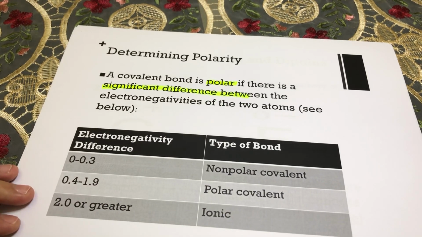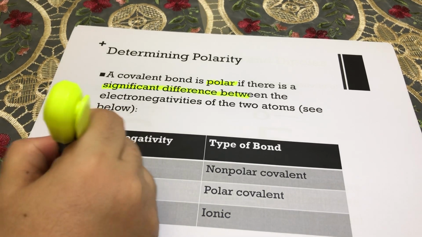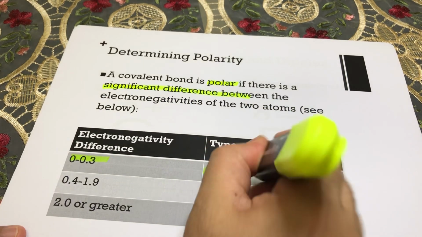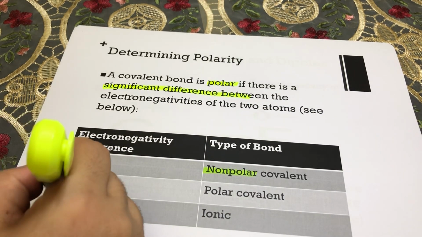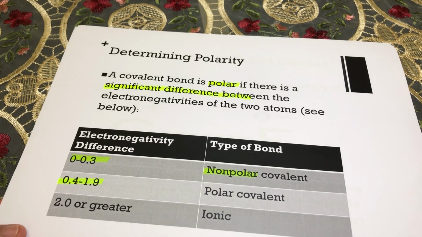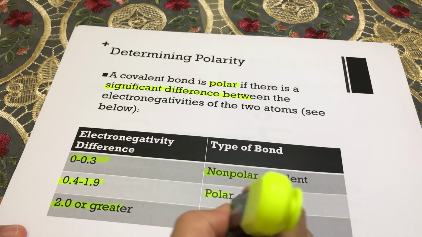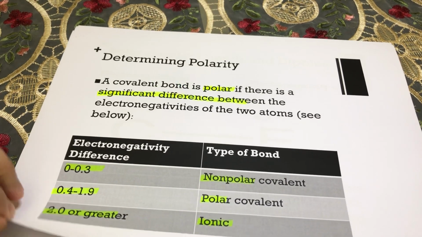Look at this table. If the electronegativity difference is between 0 and 0.3, the bond is nonpolar. If it's between 0.4 and 1.9, it's polar. If it's 2 or greater, it's an ionic bond.